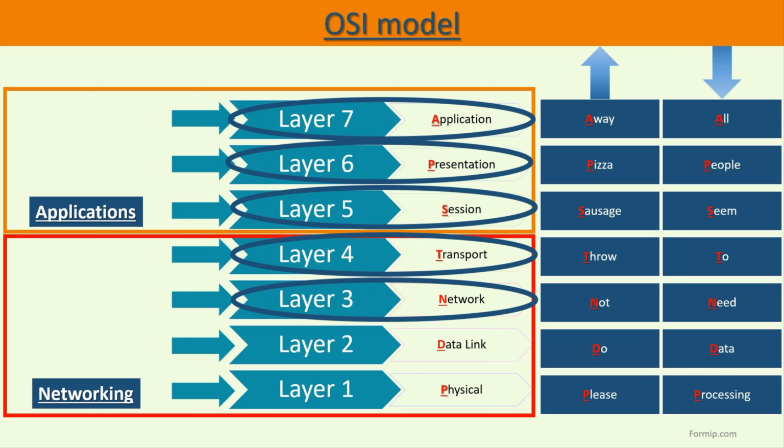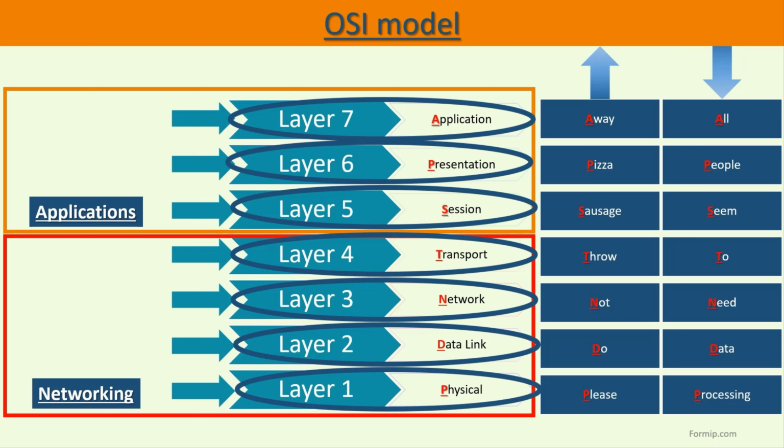In layer 2, the IP packet is placed in an Ethernet frame, which includes your computer's source MAC address and the web server's destination MAC address. And finally, at layer 1, everything is converted into bits and sent to the cable using electrical signals. It's important to know the purpose of each layer of the OSI model.